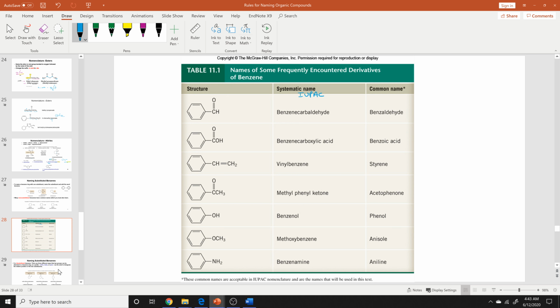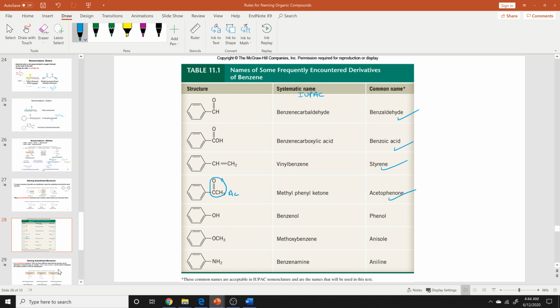So benzene carbaldehyde, this is the IUPAC name. The common name is benzaldehyde, and this is basically what we use a lot. Same thing for benzoic acid. This is its structure, styrene, acetophenone. So again, the acid is this one in here. This is the acid, and this is a phenyl group there. It's a ketone, so this is why the ending is an -one.